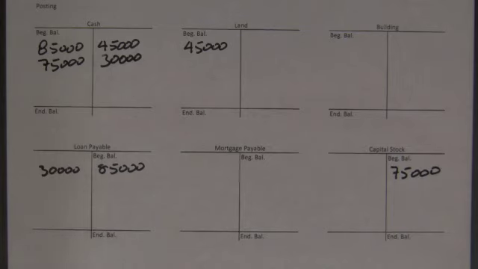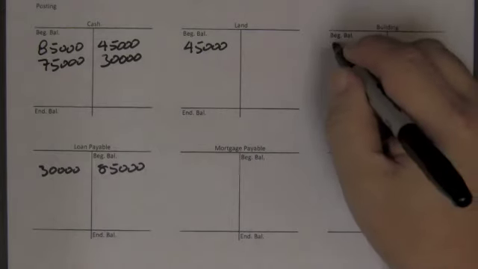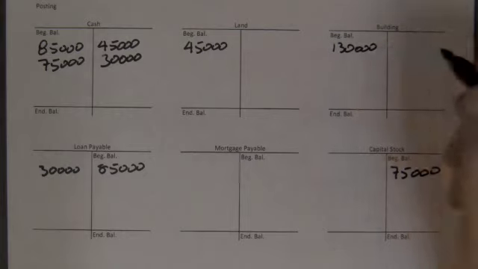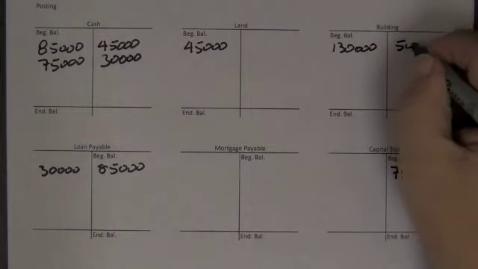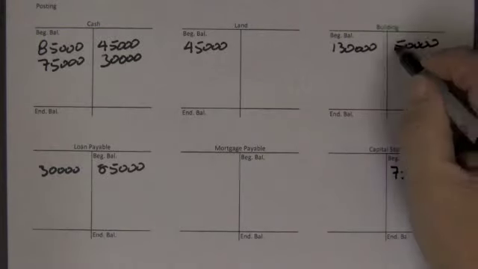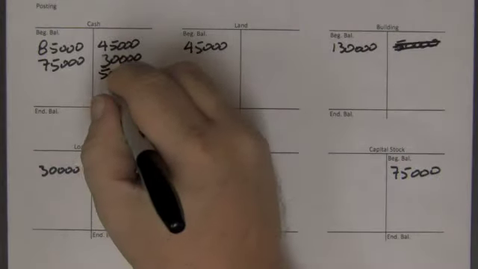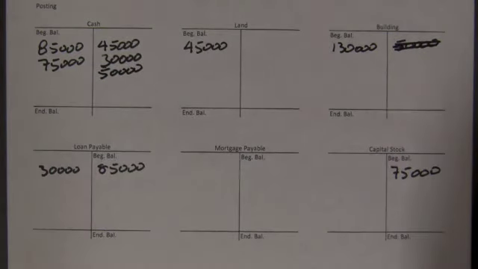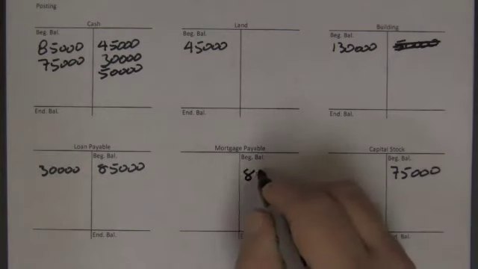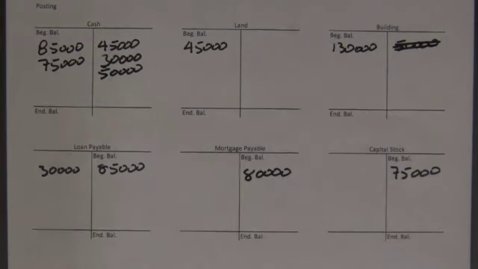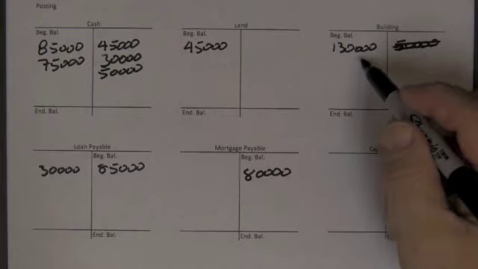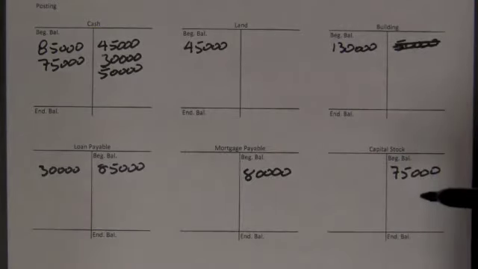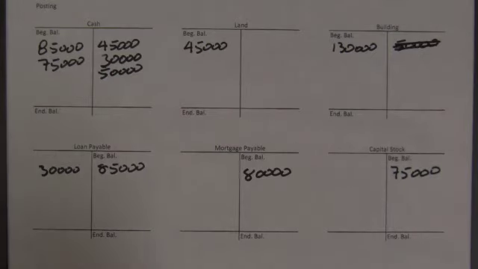Well, let's do this piece by piece. So, building is an asset, $130,000. They paid $50,000 in cash, and they signed a mortgage for $80,000. So again, the debits of 130 are offset by the credits of 50 and 80. So that's journalizing the transactions.